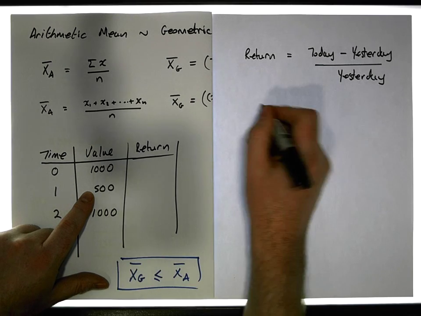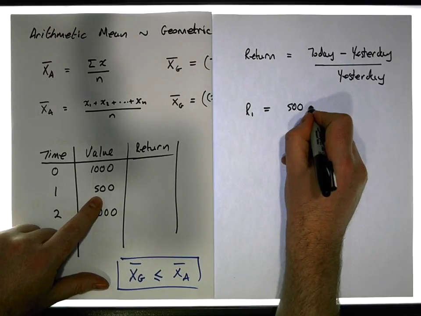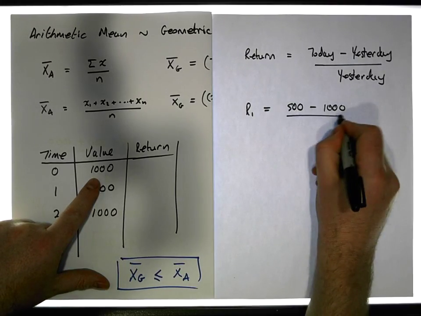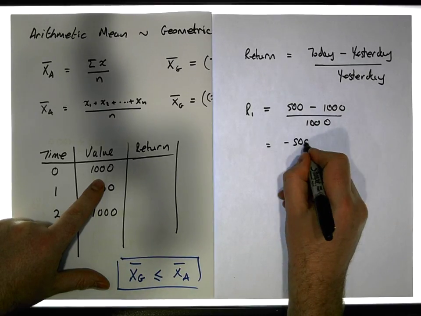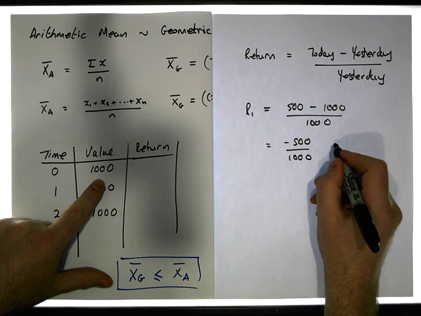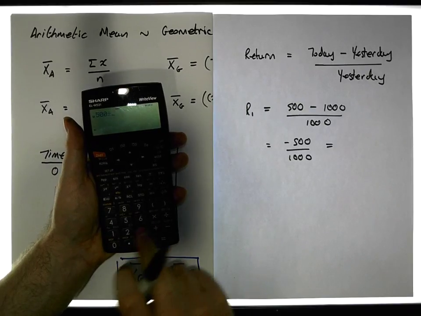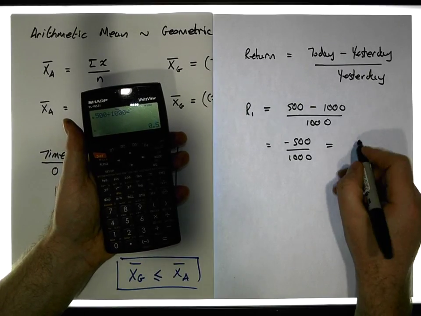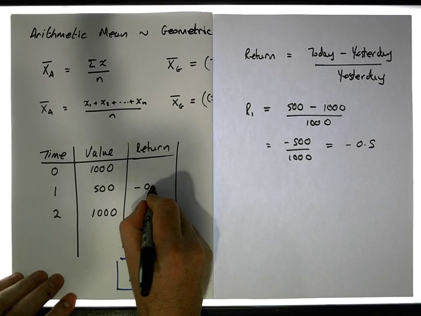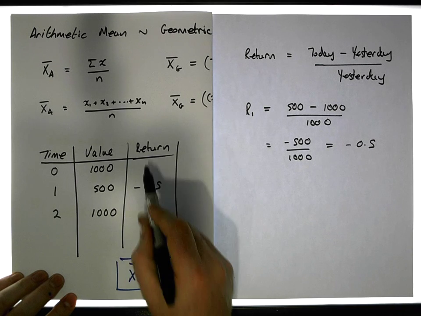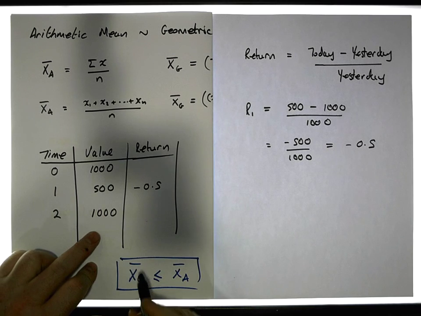Let's call this R1. R1 is equal to today's price, which is 500, minus yesterday's, which is 1,000, divided by yesterday's, which is 1,000. This is minus 500 over 1,000, which is equal to minus 0.5. In other words, there was a 50% decrease with respect to time 0 to time 1. 50% decrease.